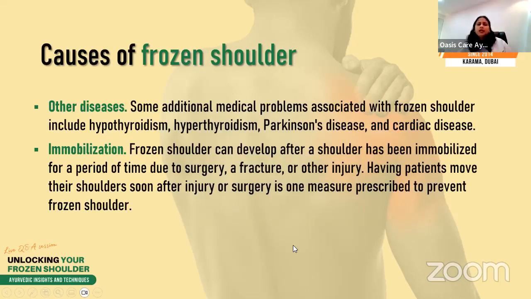Some additional medical problems are hypothyroidism and sometimes hyperthyroidism. In these kinds of patients also we can see frozen shoulder very often. In Parkinsonism and some cardiac diseases also, frozen shoulder can be seen very commonly. And sometimes immobilization of the shoulder will also cause frozen shoulder. Immobilization in the case of surgery.